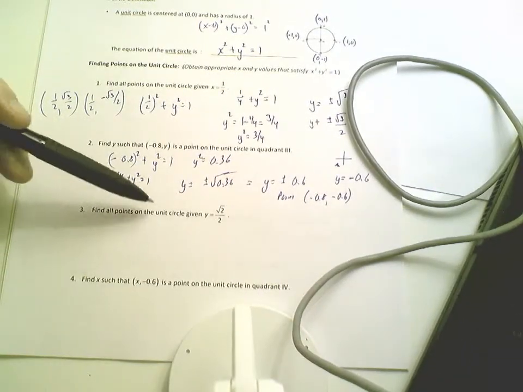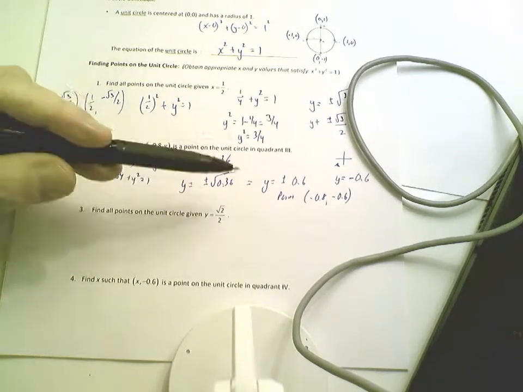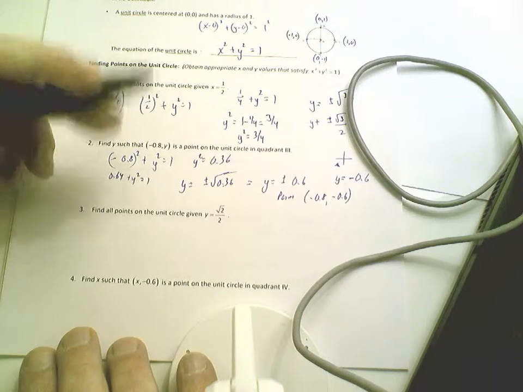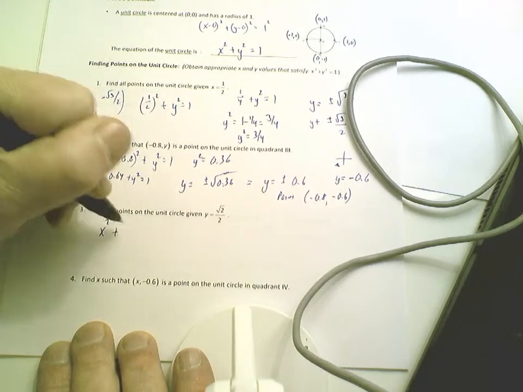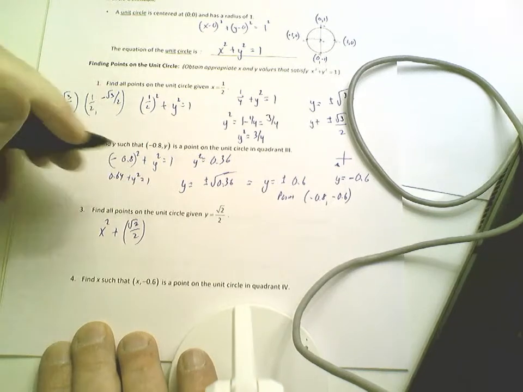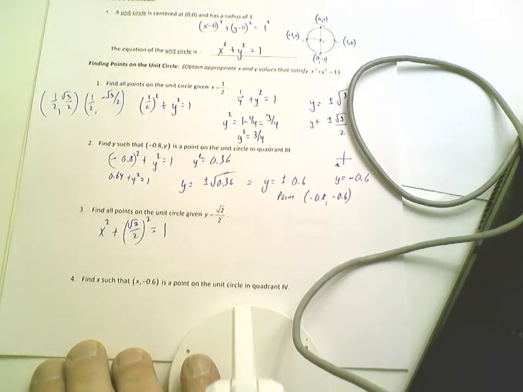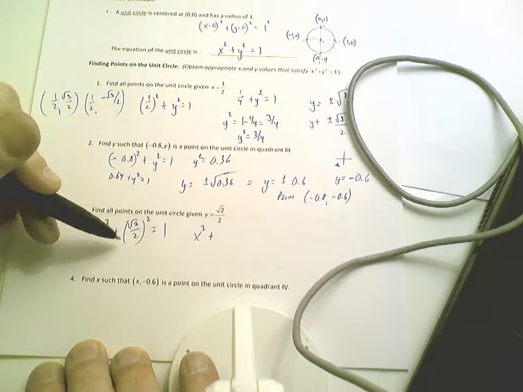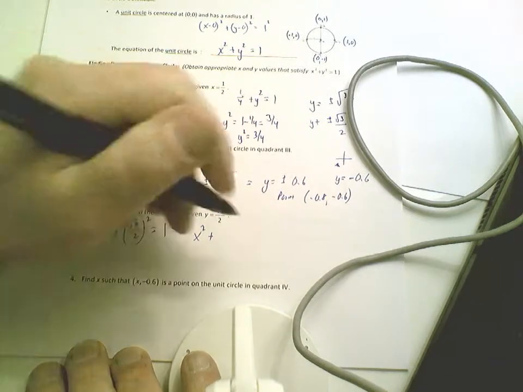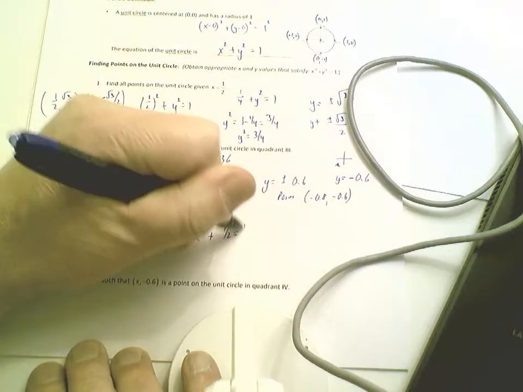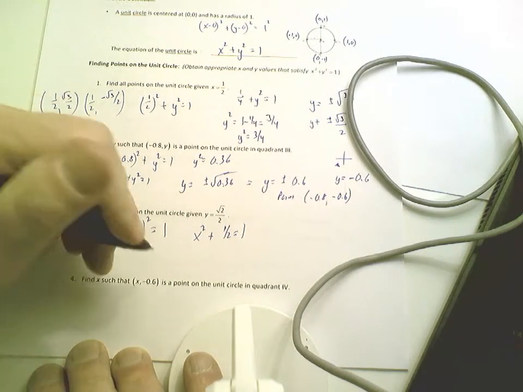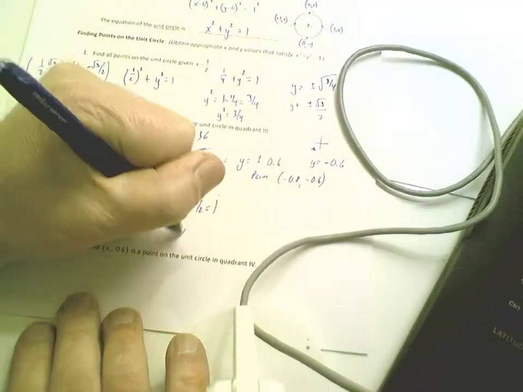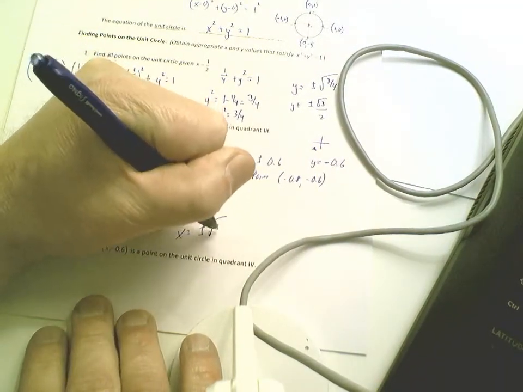Find all points on the unit circle given y equals the square root of 2 over 2. Okay, algebraically, let's solve that. X squared plus y squared equals 1. X squared plus the square root of 2 over 2 squared equals 1. X squared plus square root of 2 times square root of 2 is 2, 2 times 2, 4. 2 fourths plus 1/2 equals 1. Subtract 1/2 from each side. X squared equals 1/2.